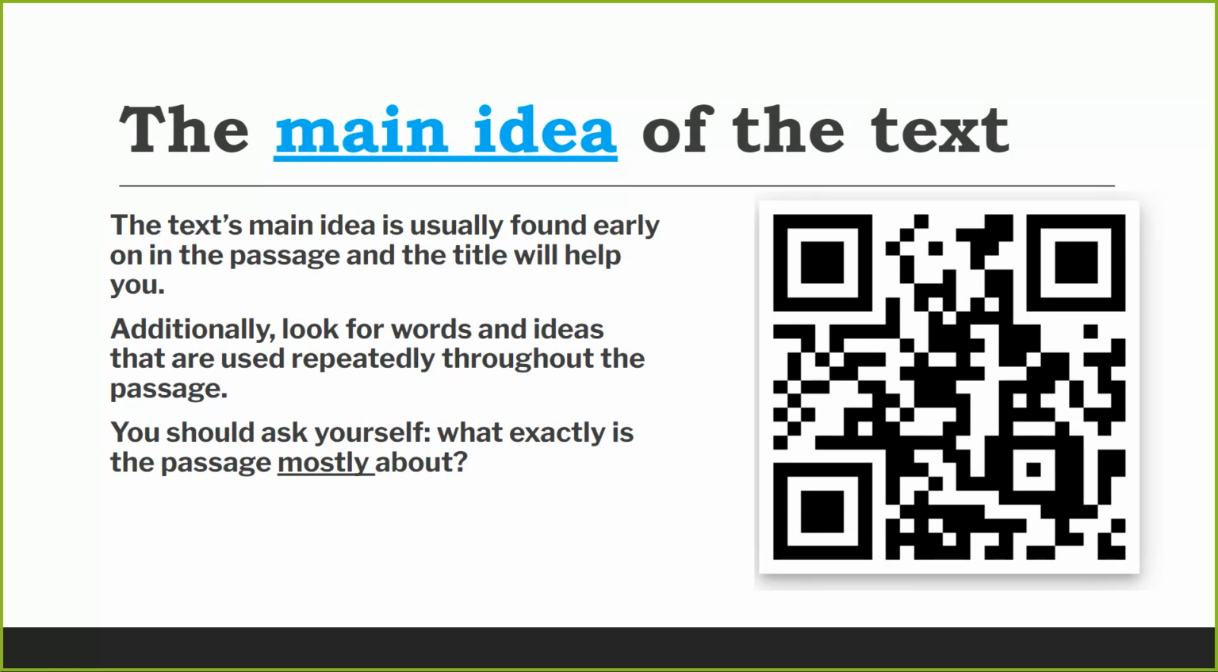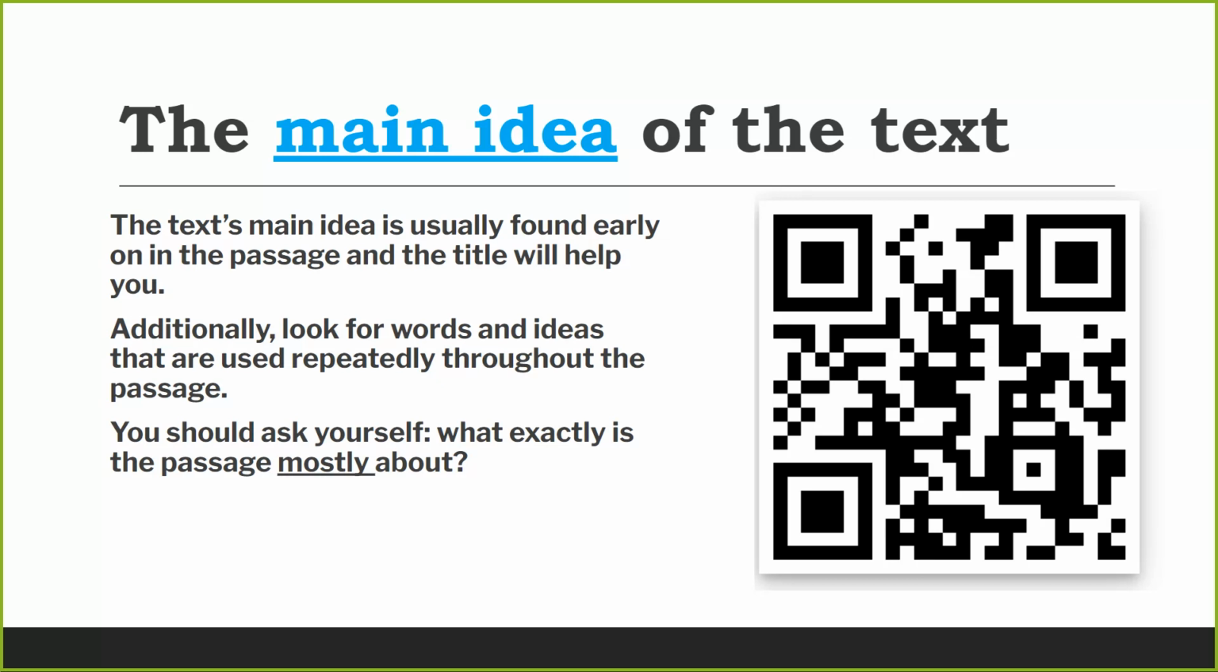The first thing that you're going to want to look for is the main idea of the text. So the text's main idea is usually early on in the passage. The title will usually give you a big hint as to what the main idea is. You're looking for words and ideas that are used repeatedly throughout the passage or are related to each other. And you ask yourself, what is this mostly about? If you were to file that passage somewhere, what would you file it under? That's a good hint towards the main idea.